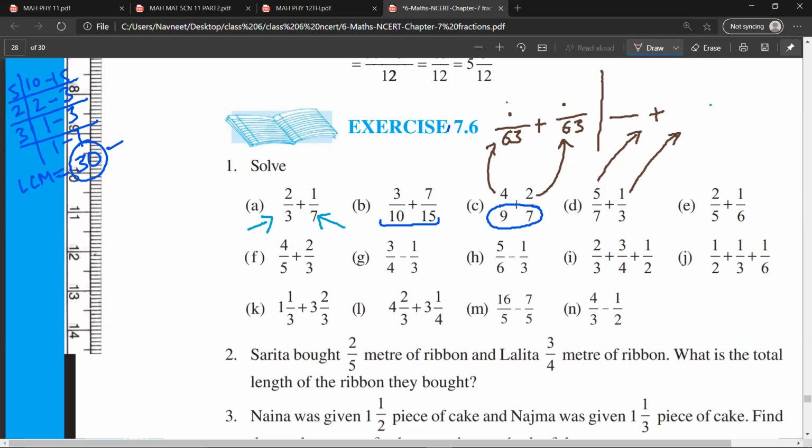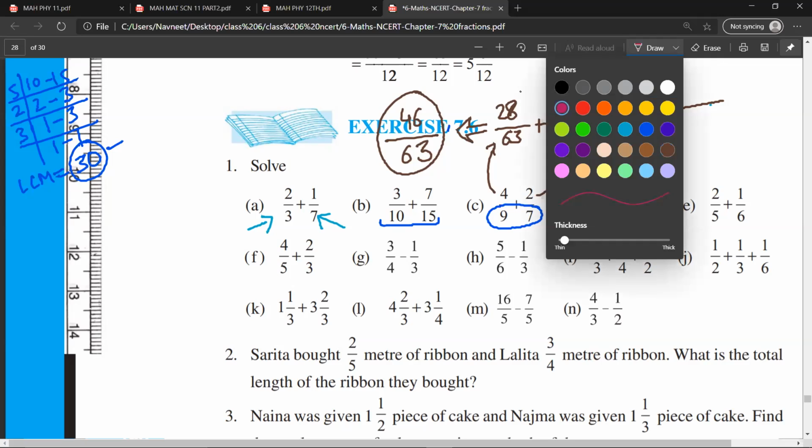28 by 63 and 18 by 63. And when I add these, my answer would be 46 by 63. Very nice. This would be my answer.